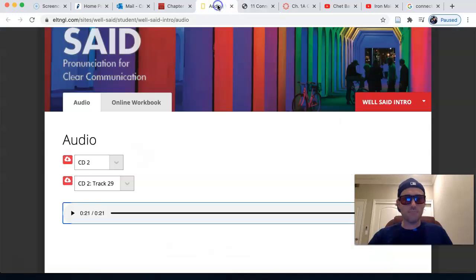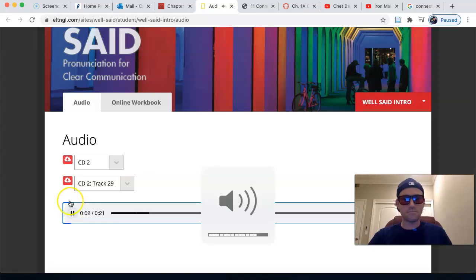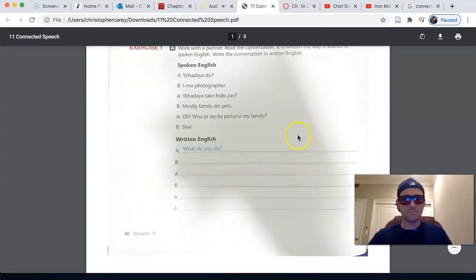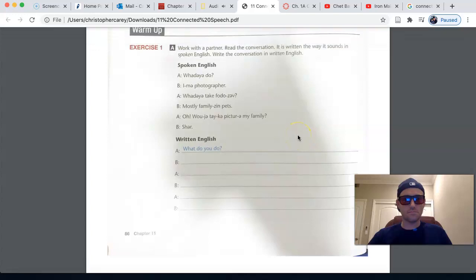Okay, one more time. Chapter 11, Exercise 1B, page 87. What do you do? I'm a photographer. What do you take photos of? Mostly families and pets. Oh, would you take a picture of my family? Sure.